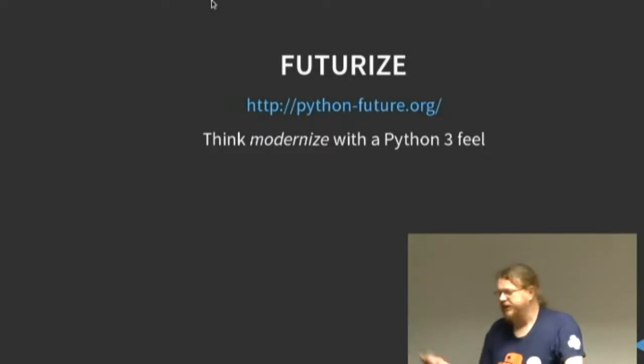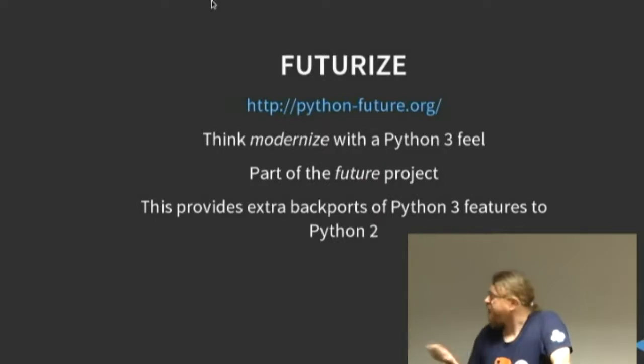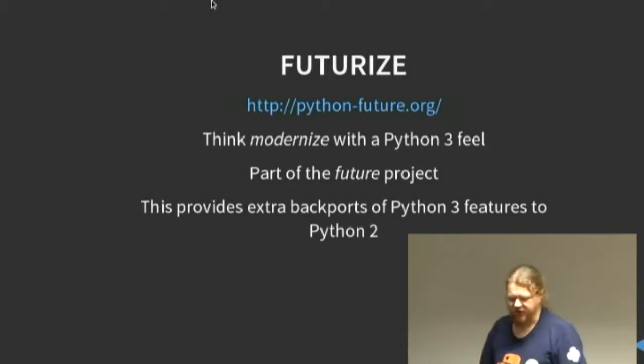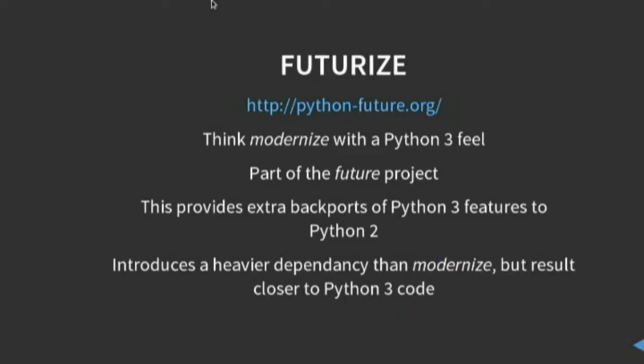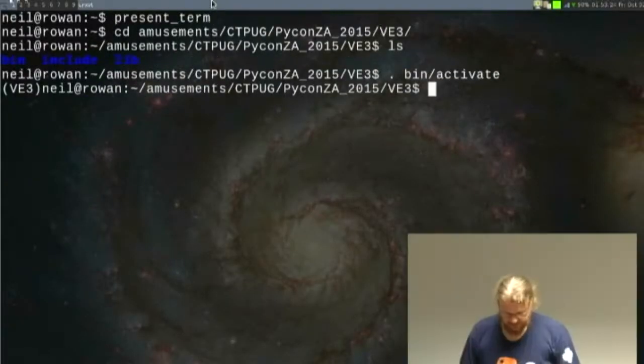Futurize, think Modernize, but more with the Python 3 feel. It's part of the Future project, which is quite nifty. Future provides a whole lot of backported Python 3 features in a way that's Python 2 compatible. It's a much heavier dependency than six, but the result is closer to Python 3 code. So now let's try and have an example.